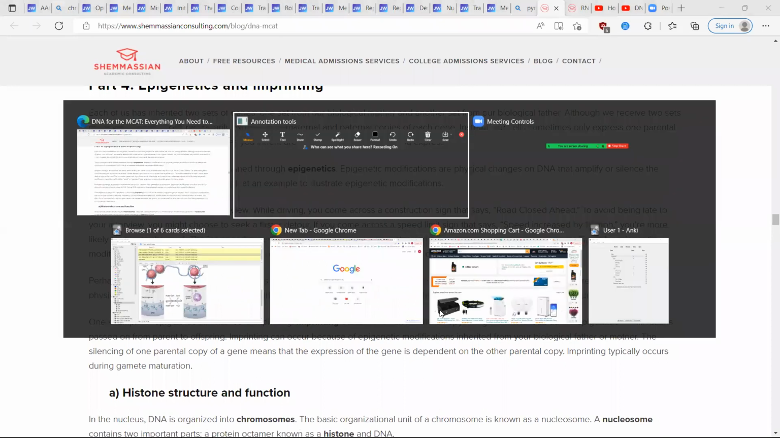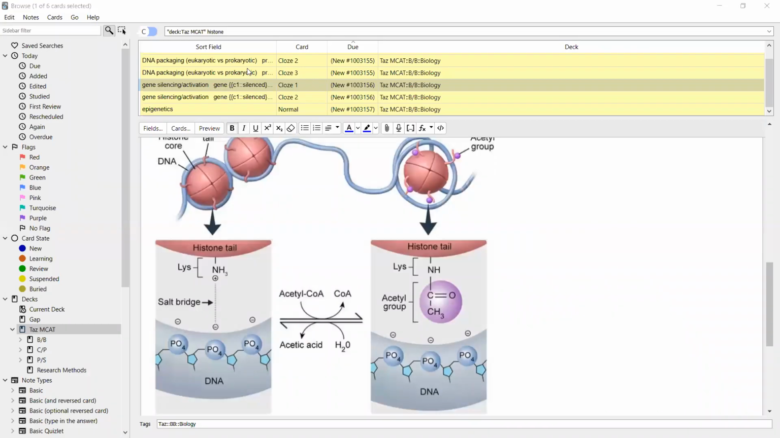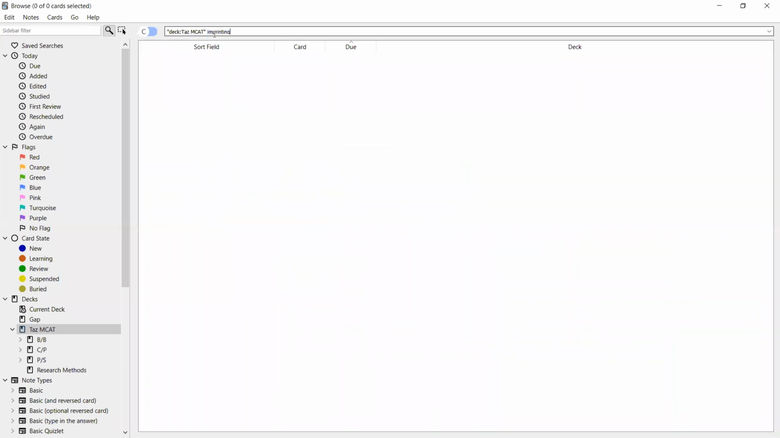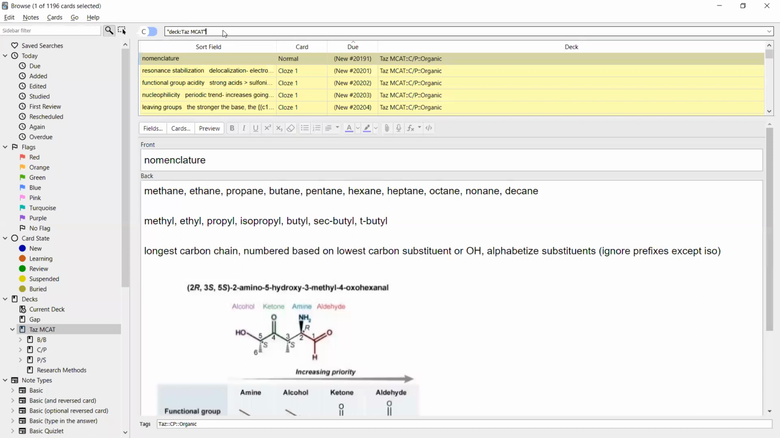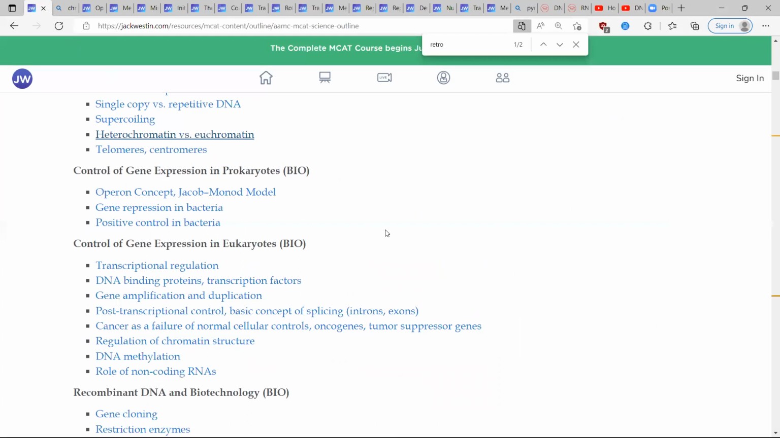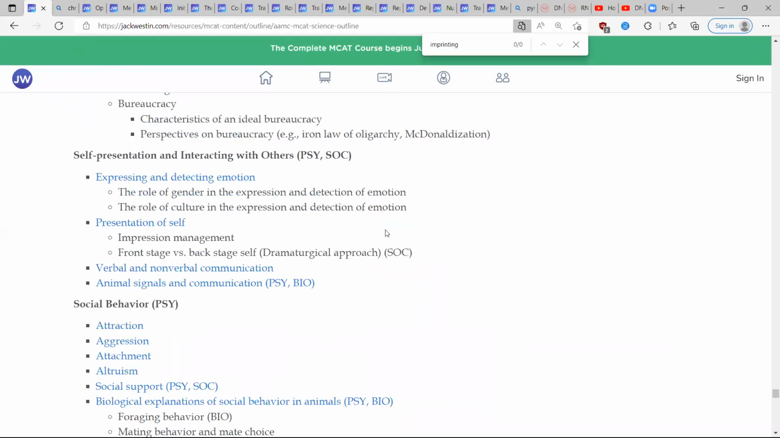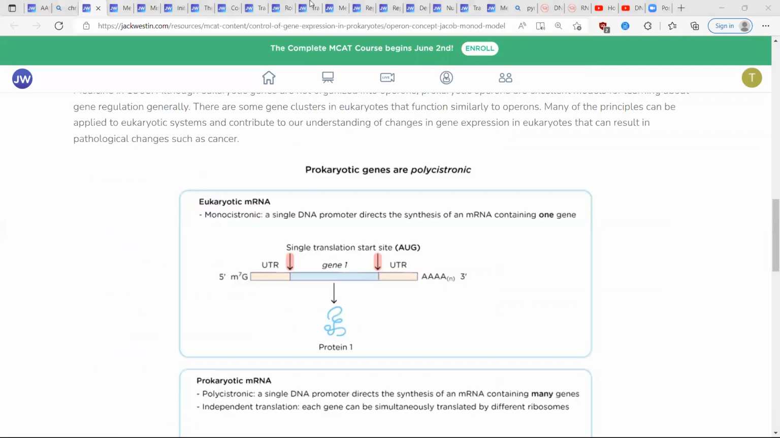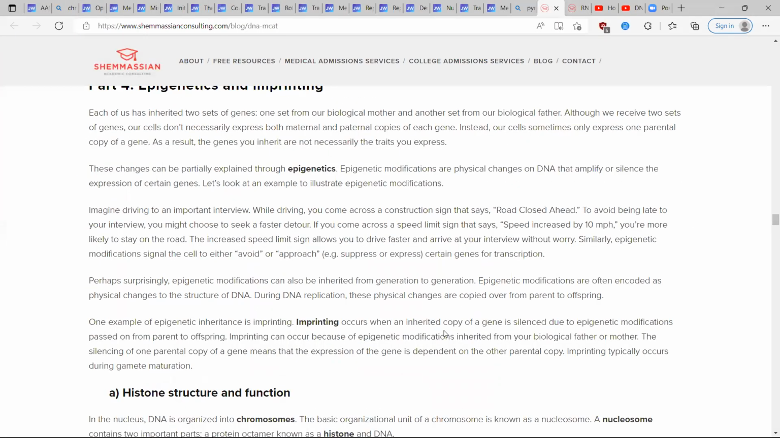Imprinting. I don't remember imprinting. What is imprinting? I've never heard of imprinting, so I don't know if that's a thing or not. Imprinting occurs when an inherited copy of a gene is silenced due to epigenetic modification passed on from parent to offspring. Inherited from biological father and mother, during gamete maturation. Interesting.